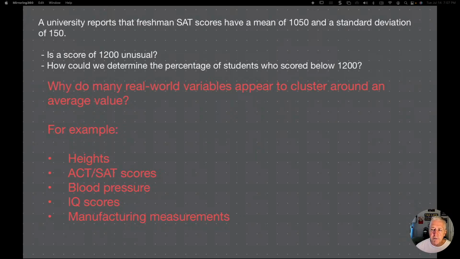Why do many real-world variables appear to cluster around an average value? We'll talk about that later. It might not be tonight, but this is a part of my intro notes, some of my essential questions before we get into some of the computational work in this online session. But for example, you've got heights, ACT, SAT scores, as in that opening question. Blood pressure. Blood pressure is an interesting one to me because it just is. IQ scores, manufacturing measurements.